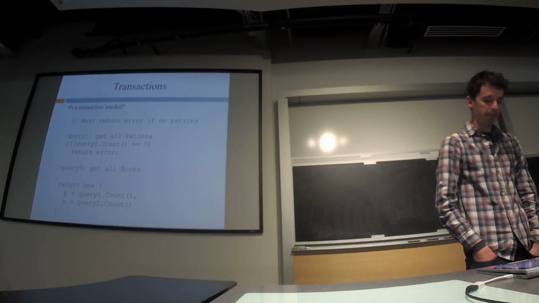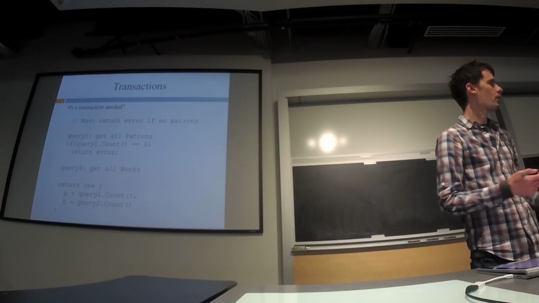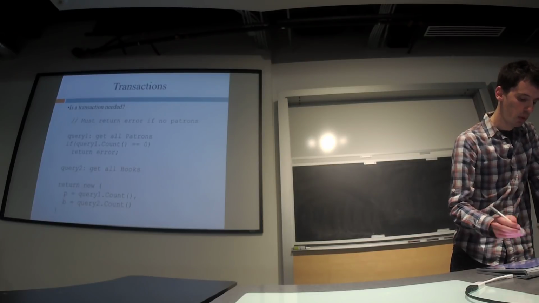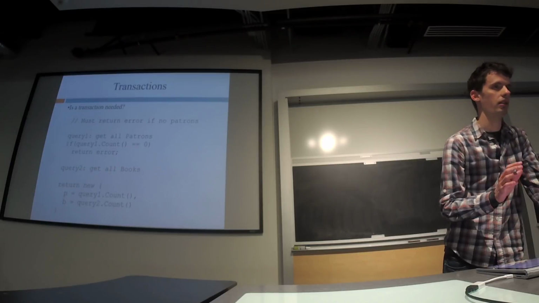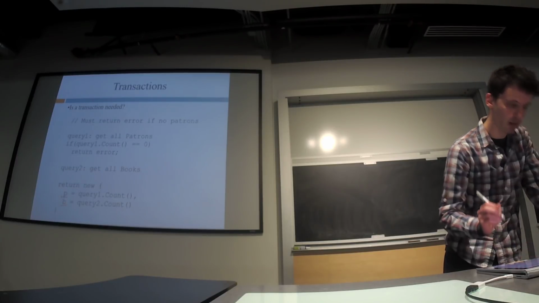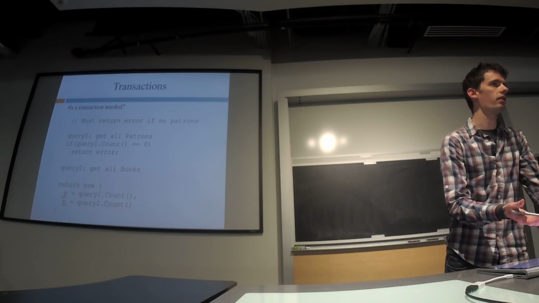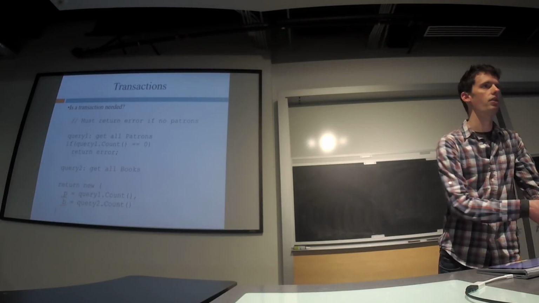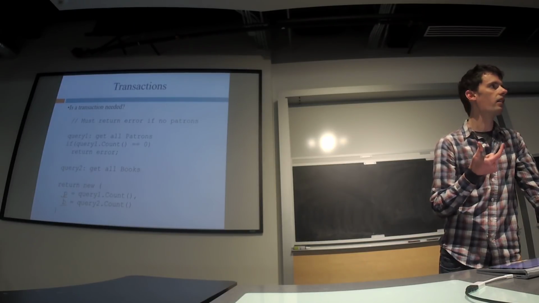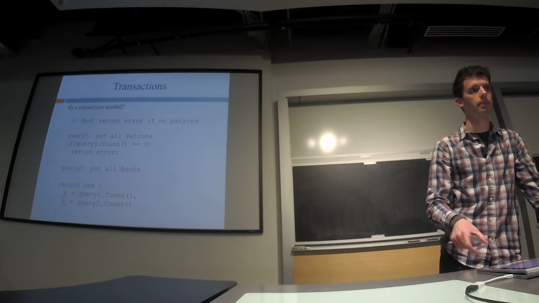Okay, one more. So we have this kind of made-up query. I don't know what this query would be used for, but just for the purpose of an example, let's say what we want is, at some snapshot, at some point in time, to know the number of patrons and the number of books, but only if there are some patrons in the database. So if there are 0, then we should return an error. If there are any patrons, then we should return exactly the number of patrons and books at that time when we determined there were some patrons.